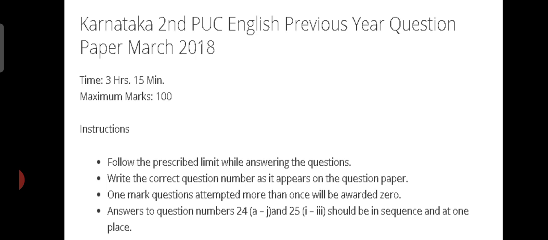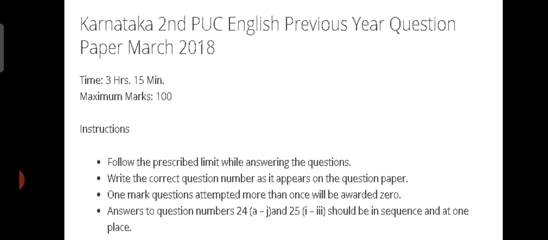Next, 1 mark questions attempted more than once will be awarded 0. Even this time for the preparatory exam, some of you have answered all the 1 mark questions at the start. Then again, you have answered the same questions at the end, thinking that you may get more marks. While we evaluate papers, we observe carefully. If you are not sure of the answers, in the first page the answer is different and the last answer is different. In that case, both your answers will be wrong. You are not supposed to repeat 1 mark questions.